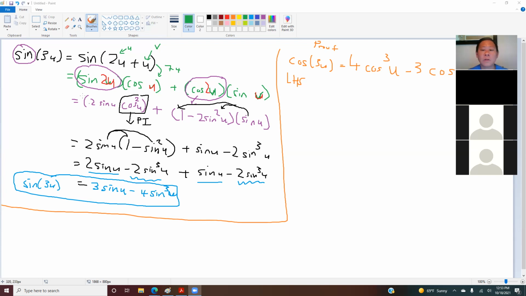Anyone, Ming, what do you do with cosine 3u? Left hand side. Anyone want to help? Danny? Anders? I did cosine 3u equals cosine of 2u plus u. Okay, very good, Anders. That's correct.